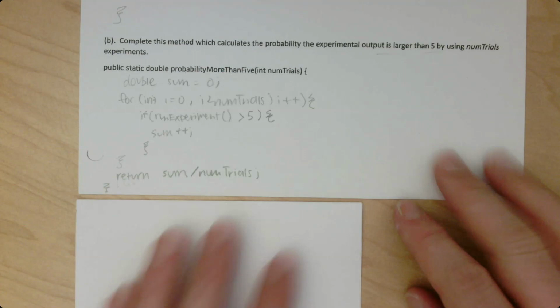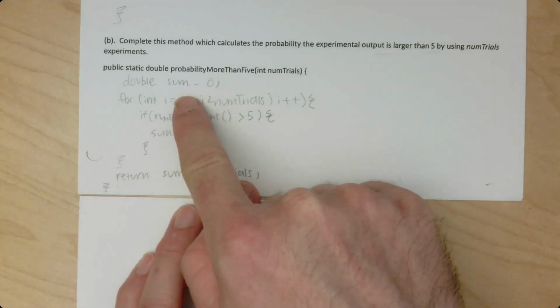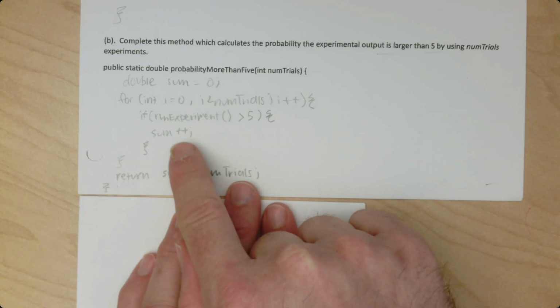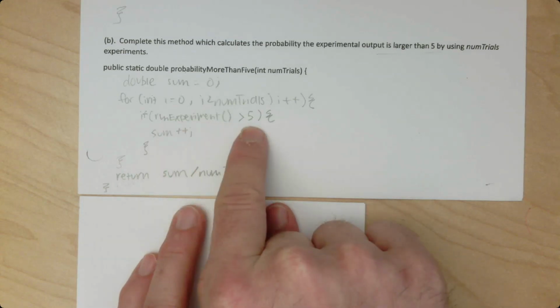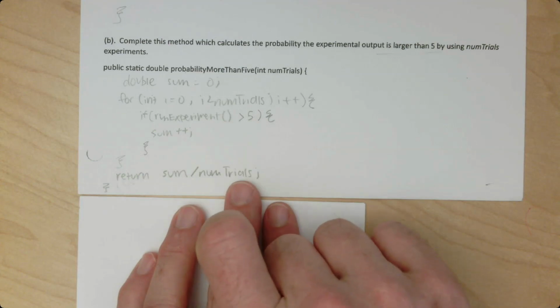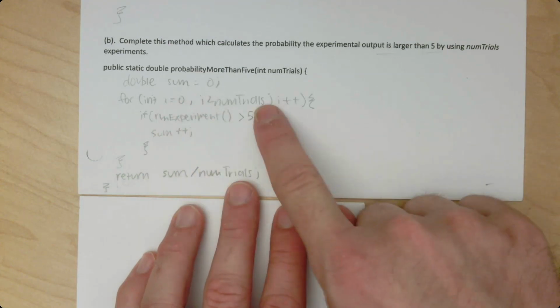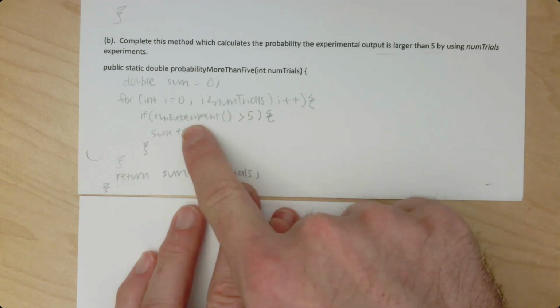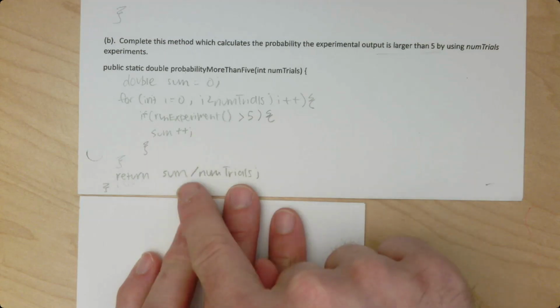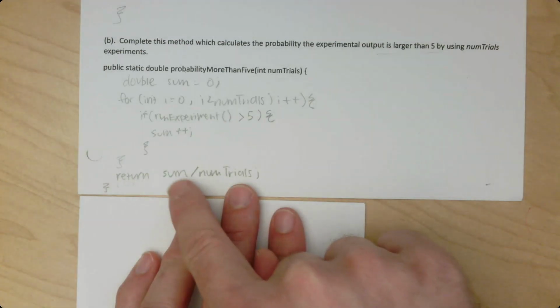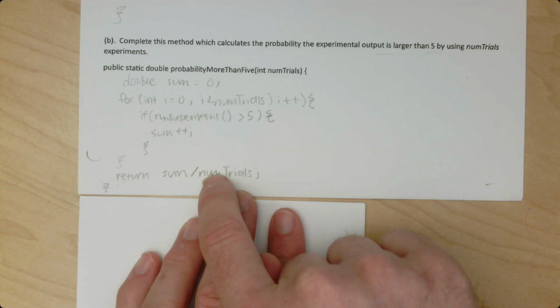So here's the student solution. The student has written sum here, but it's probably not really right to think of this as a sum because we're not adding things into it. It's more like a count. We're counting how many times the output from runExperiment was larger than 5. Other than that, everything's very similar. So the for loop is looping numTrials times, we run the experiment, and if the output of the experiment is larger than 5, we add to the counter. And then at the very end, we divide the count for how many of the experiments had the output that we were interested in by the total number of experiments we ever ran, which is numTrials.